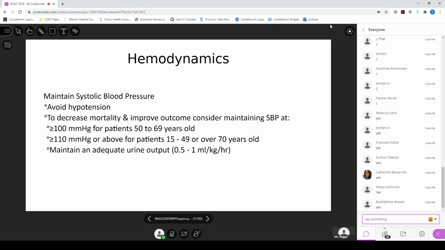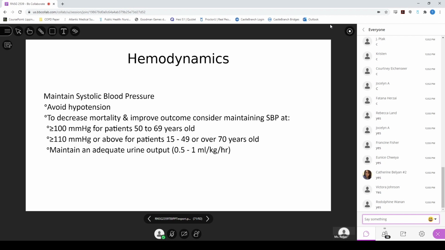Okay, maintain systolic blood pressure. And why do we want to do this? We want to do this to avoid hypotension. What do we want to keep the systolic blood pressure at? We said over 100, and that's definitely true for patients. I'm not going to be hard on these numbers. Just know that for mid-aged patients it needs to be 100, and for younger patients or older patients, it needs to be 110.